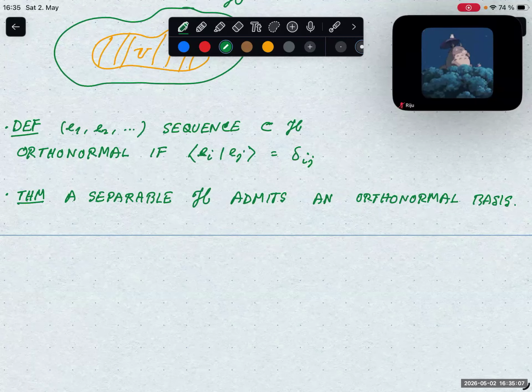Separable Hilbert space, is it uncoupled? Uncoupled with what? Could you explain what you mean by uncoupled? Usually when you say coupled, it is coupled with something.